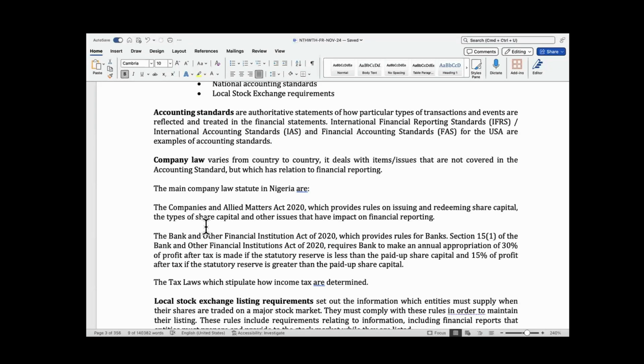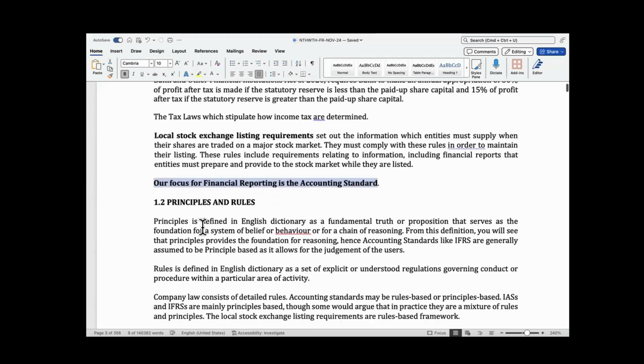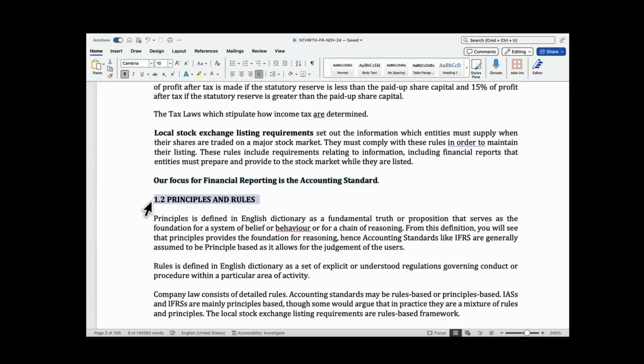So please remember, when we talk about GAAP, we are talking about the rules and principles that govern reporting, and there are 3 of them. But we are going to narrow down, we are going to focus on accounting standard. Other courses will teach you these other areas. Okay, now, principles and rules are not the same.